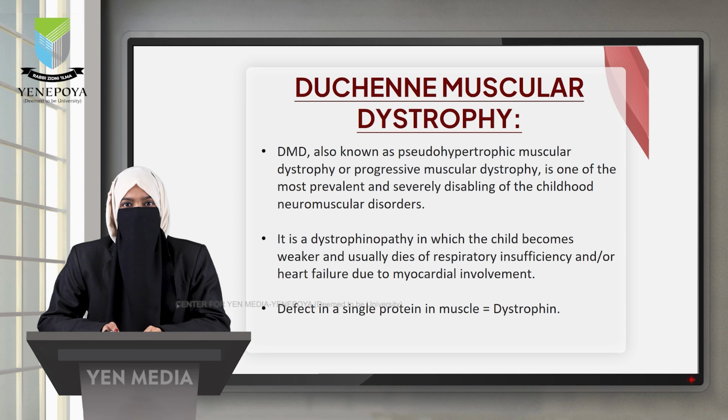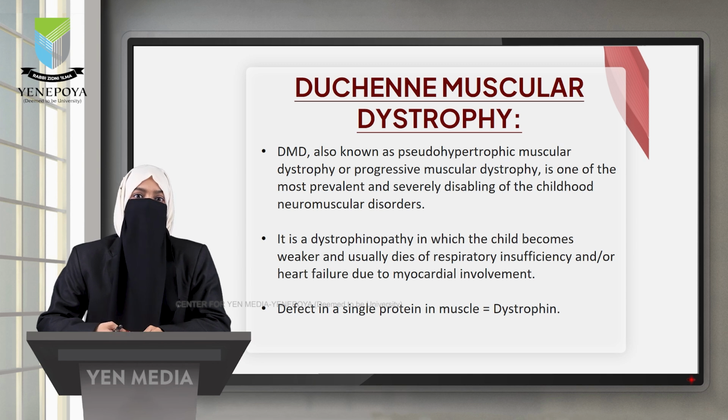It is a dystrophinopathy in which the child becomes weaker and usually dies of respiratory insufficiency or heart failure due to myocardial involvement. In this dystrophinopathy, this refers to a spectrum of disorders where dystrophin is involved. There is mutation in the dystrophin protein. Here the child becomes weaker and weaker, and at the end stage, they usually die because of respiratory insufficiency or involvement of the heart, where the heart muscles get weaker.